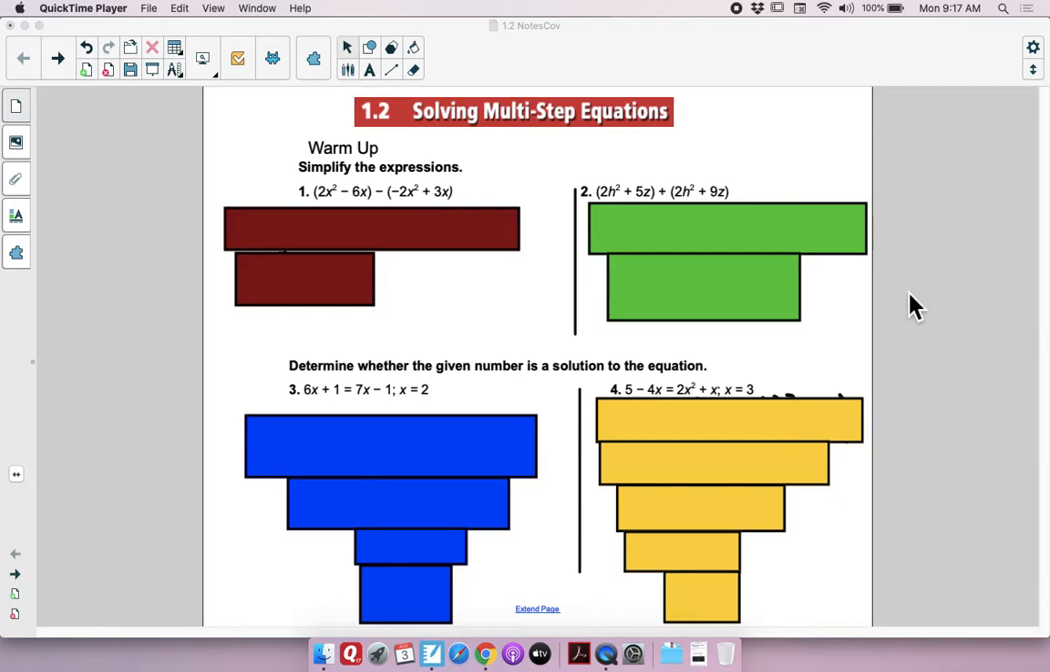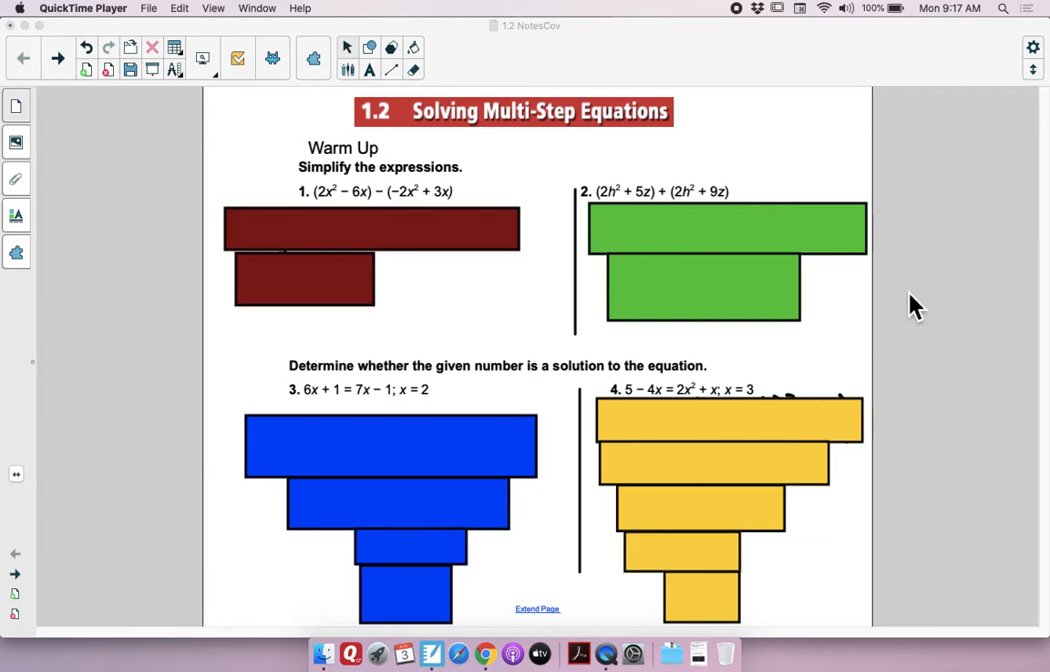Started with our lesson on 1.2, which is solving multi-step equations. In 1.1, we solved one-step equations, so now we're going to get into multi-step. All right, well, there's 4 warm-ups here for you, so why don't you go ahead and tackle the first 2.